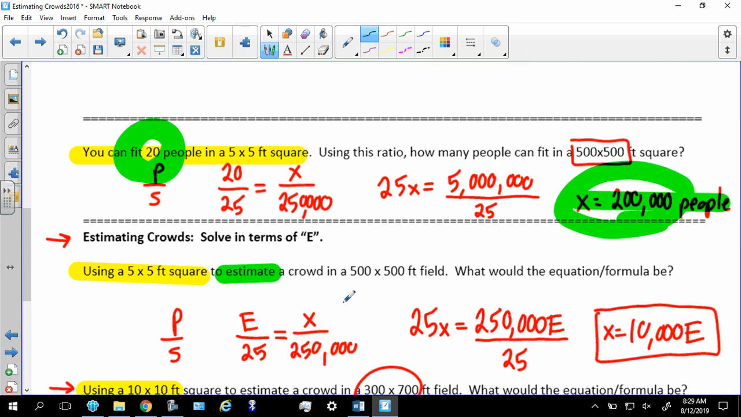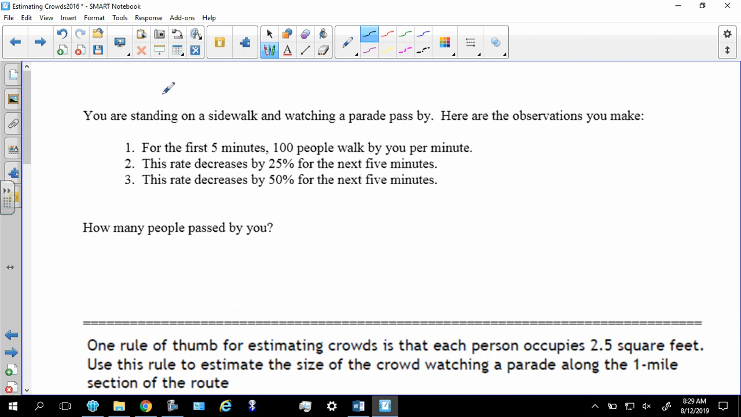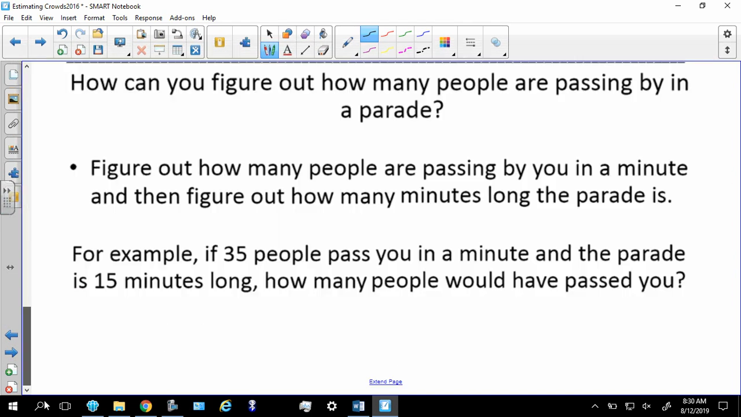Now, the next thing we're going to talk about is a parade. Now, before we dive into a parade question, let me even break this down even simpler. There's my picture. All right, here we go. If we have a parade, there's a bunch of people walking by, and we have to put a number on those people because, again, we're estimating crowds. So how can you figure out how many people pass by you in a parade?